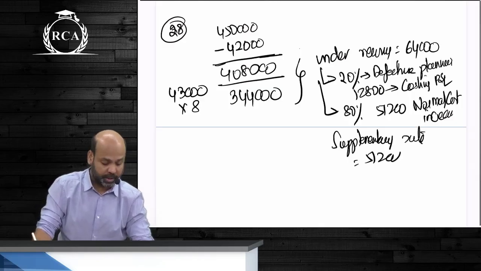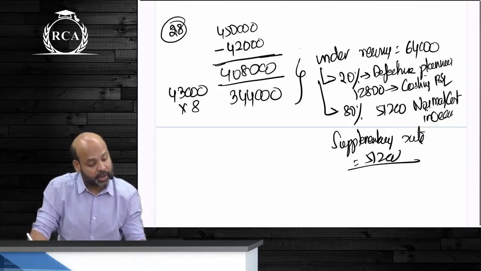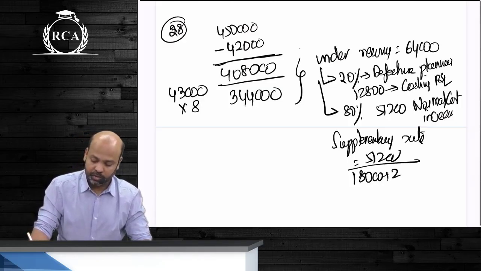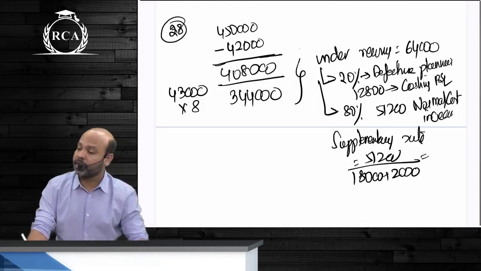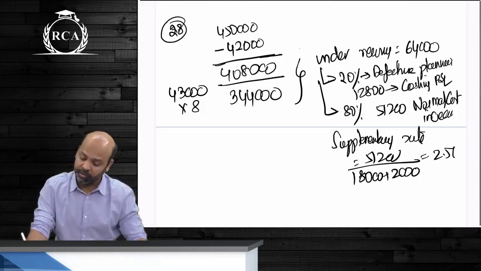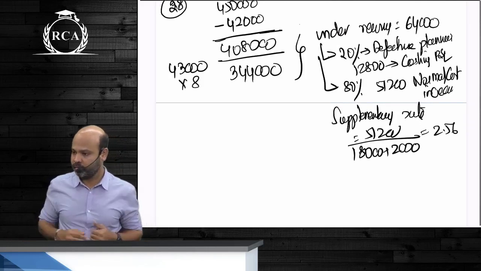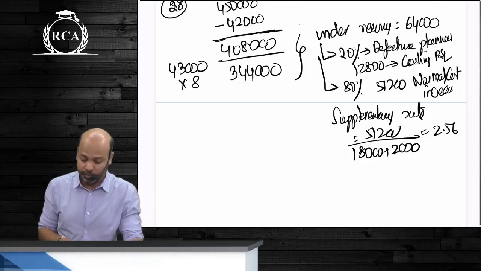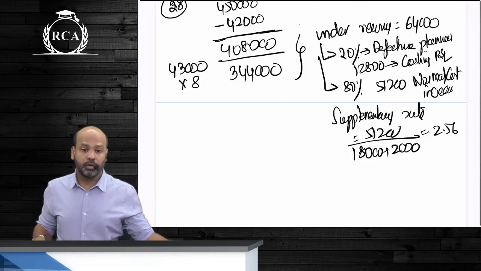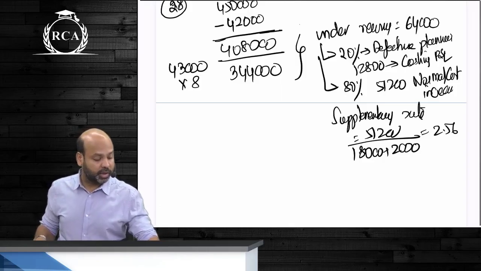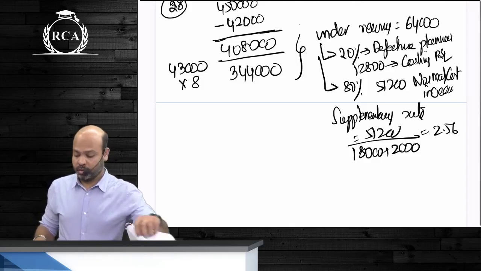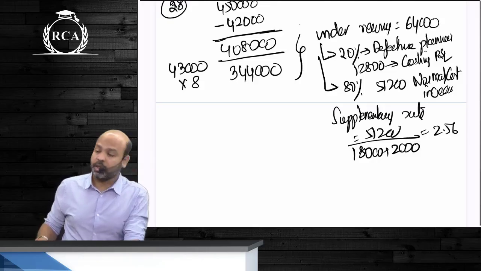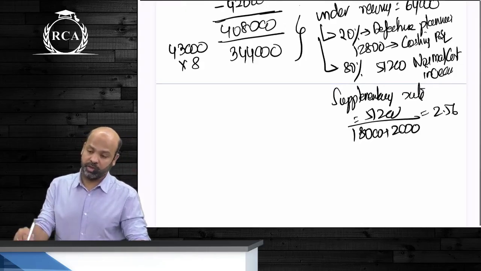And that supplementary rate would be 51,200 divided by 18,000 units were completed and another 18,000 plus 2,000, 5,000 units, 40% complete. So the rate will be 2.56. Supplementary rate per unit is 2.56. Using the supplementary rate of 2.56, you're going to arrive at the cost allocation. You will write 2.56 multiplied by 10,000. This will be transferred to cost of sales.